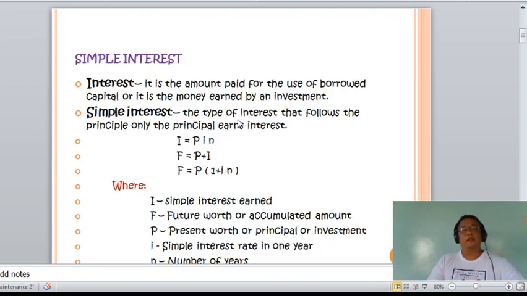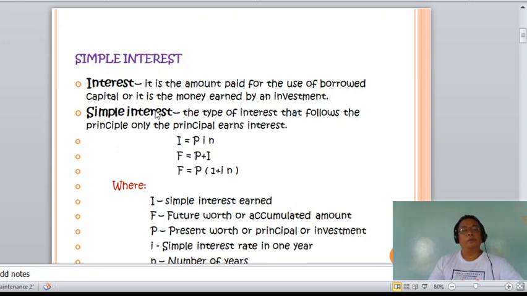Simple interest. What is a simple interest? Simple interest is the type of interest that follows the principle that only the principal earns interest. Only the principal.